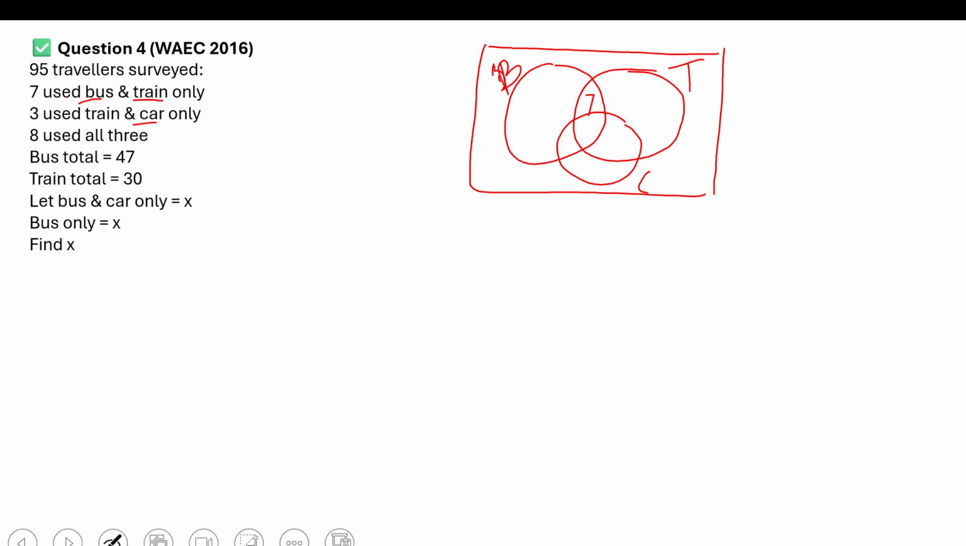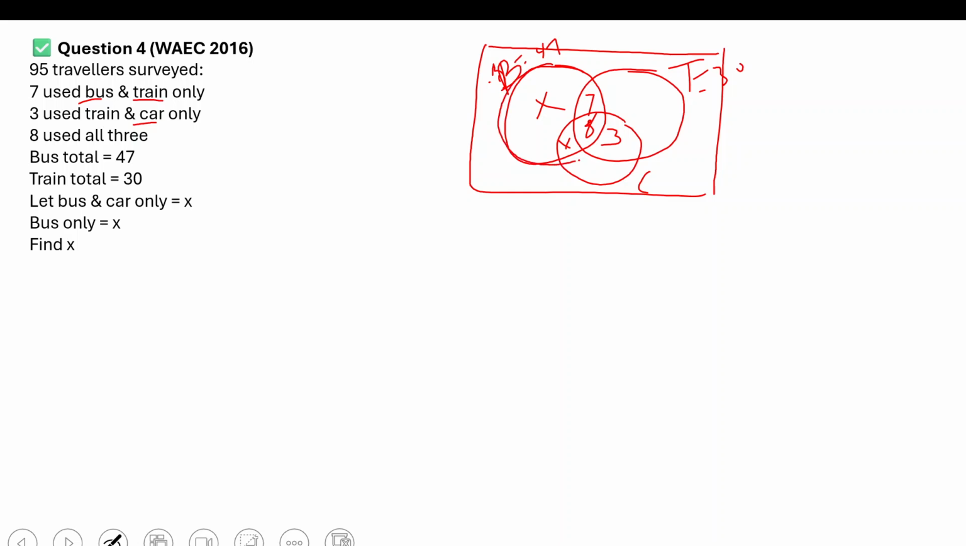Okay, so I have 3 use train and car only. Then 8 use all 3, so 8 is in the center here. Then the total for bus is 47, so I put 47 here. Then the total for train is 30, so I put 30 here. Then I have let bus and car only be X, so I have X here. Bus only is another X here. And find X. So this is what I am looking at.